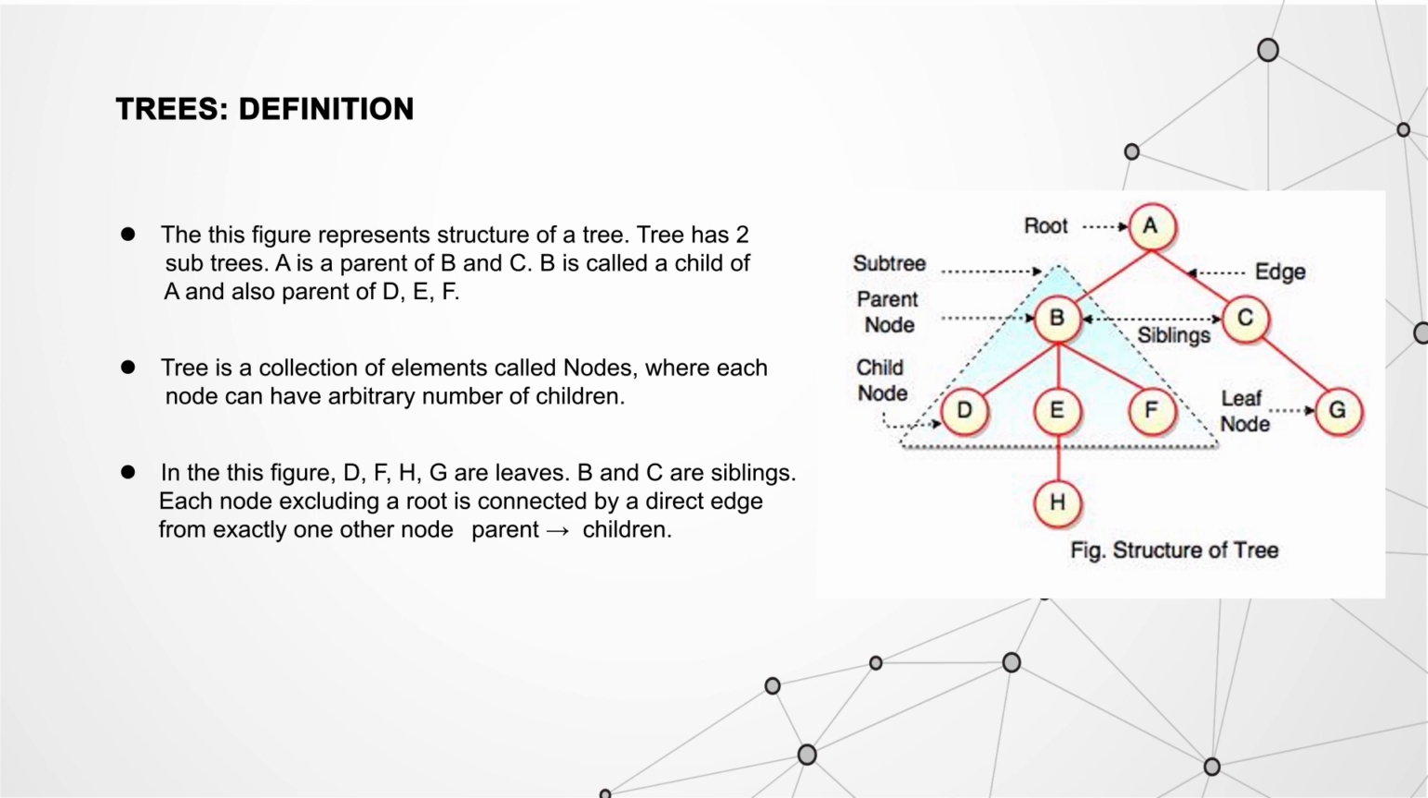A tree is a collection of elements called nodes, where each node can have an arbitrary number of children. A node which produces a child is called an internal node, and the rest of the nodes, which do not produce any child, are called leaf nodes. In this figure, D, F, H and G are leaf nodes. B and C are siblings. Each node excluding the root is connected by a direct edge from exactly one other node, from parent to child.